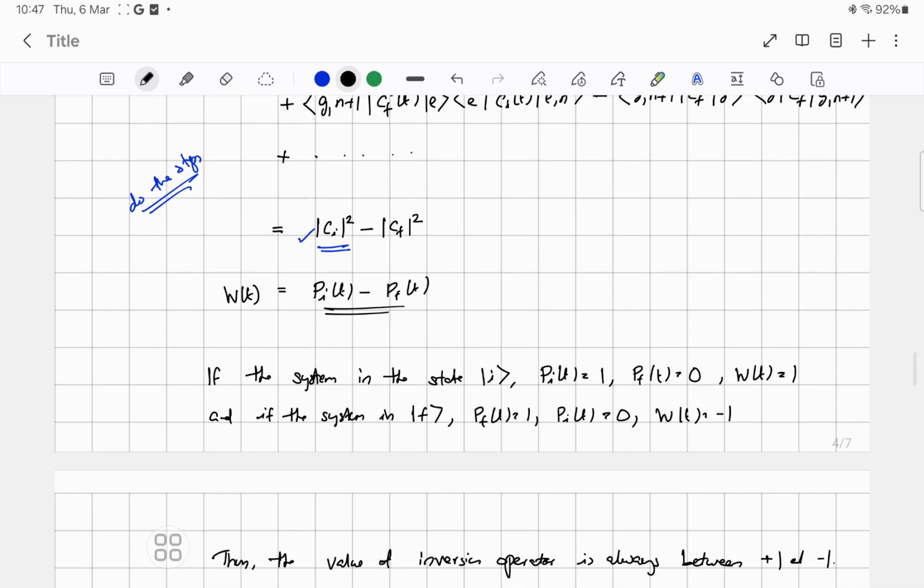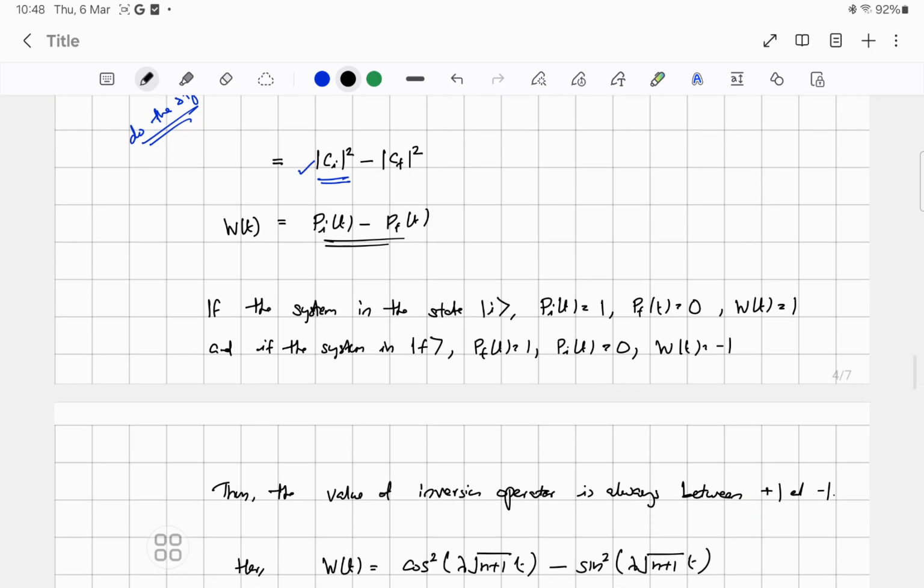Now from this W of t we can easily find out whether the system is in the state I or in the state F. If the system is exactly in the state I, W of t would be 1. If the system is exactly in the state F, W of t would be equal to minus 1. If the value of W of t is between 1 and minus 1, that means the system must be in a superposed state. That is the relevance of this W of t. From W of t, we can easily point out the possible state of the system, whether it is in the state I, the state F, or the superposed state.